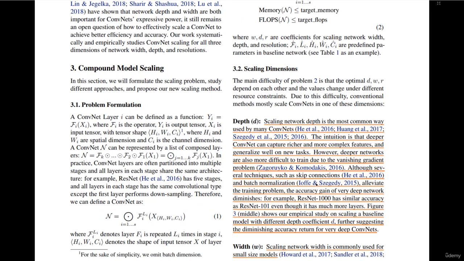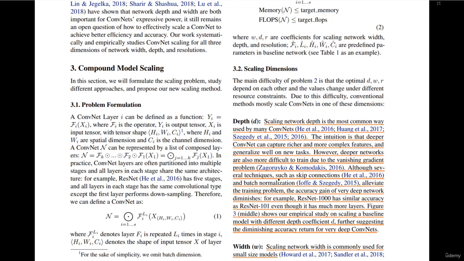So as we've seen earlier, we can increase the accuracy of a model by simply increasing its depth, that's increasing the number of layers. So scaling network depth is the most common way used by many ConvNets. He et al., Wang et al., Zagoruyko et al. The intuition is that deeper ConvNets can capture richer and more complex features and generalize well on new tasks. But however, deeper networks are also more difficult to train due to the vanishing gradient problem.